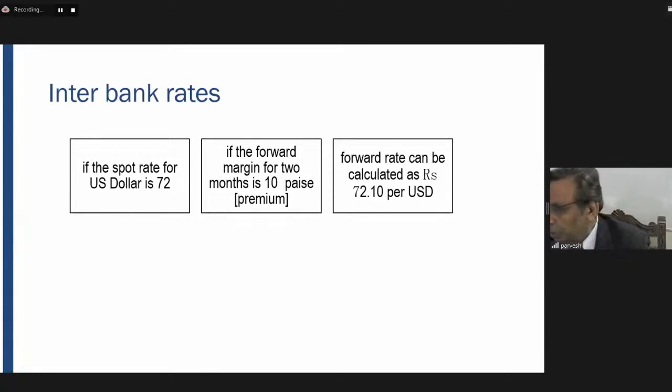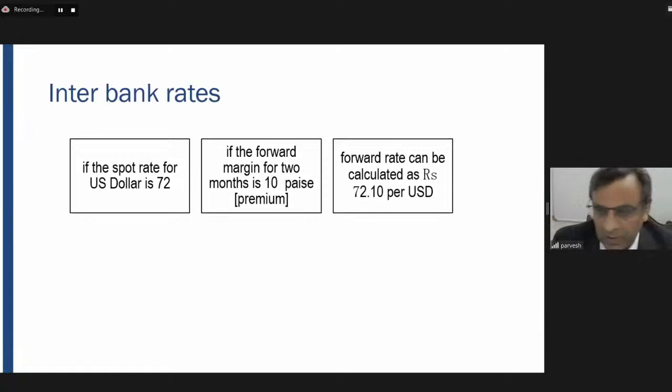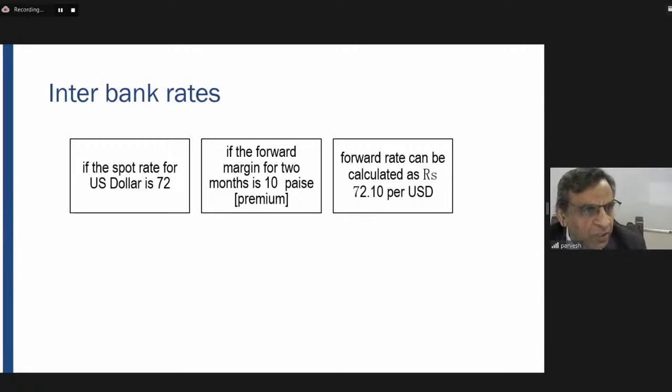Here we are putting up to, I'm not even putting any decimal places, just to explain the concept. Okay. So the spot rate is 72, or we can say it is 72.000. So zeros are ignored. So if the forward margin for 2 months is 10 paisa, which is a premium, then we say that the forward rate is 72.10. So far, so good, and it is easy.